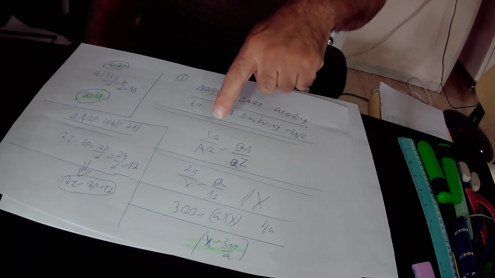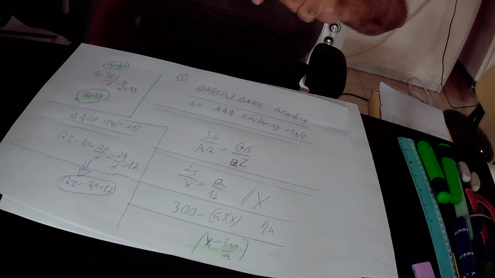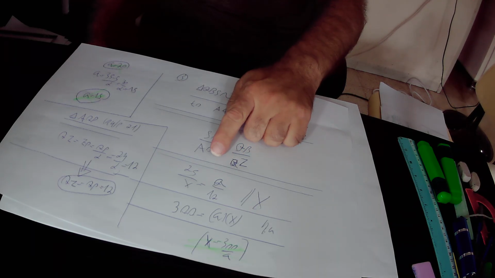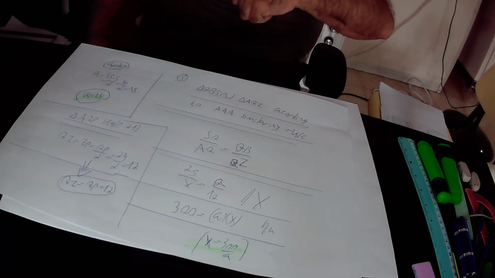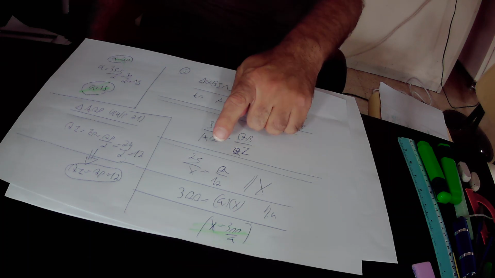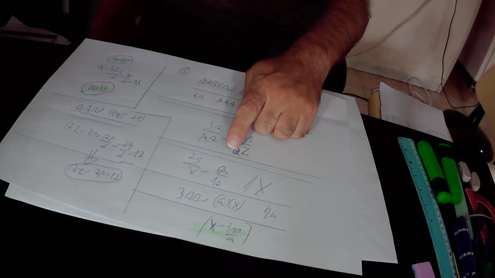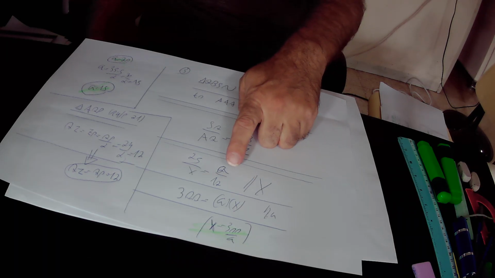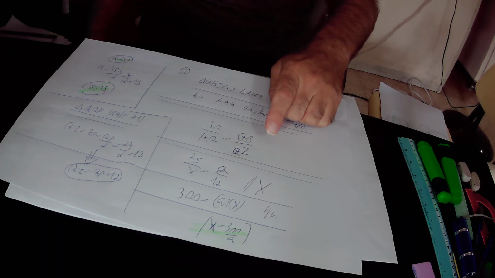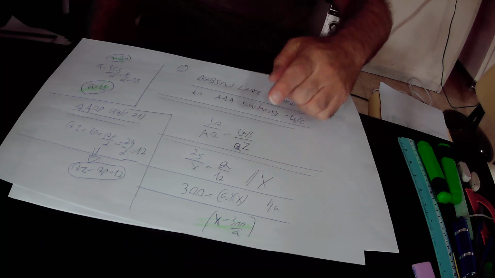SQ is 25, AQ is X, QB is A, and ZQ is 12. So in total, we found that 25 over X equals A over 12. Here, of course, we cross-multiply this equation. 25 times 12 is 300, and 300 equals A times X. Here we divide this equation by A, and we find that X equals 300 over A.